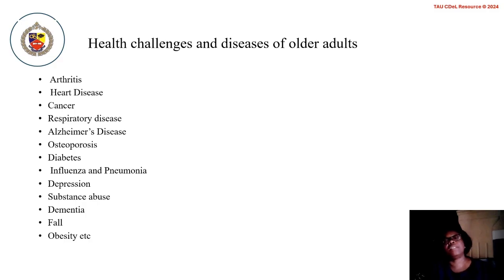Health challenges and diseases of older adults. What are the health challenges and diseases of older adults? Arthritis, heart disease, cancer, respiratory disease, Alzheimer's disease, osteoporosis, diabetes mellitus, influenza and pneumonia, depression, substance abuse, dementia, falls, obesity, etc.